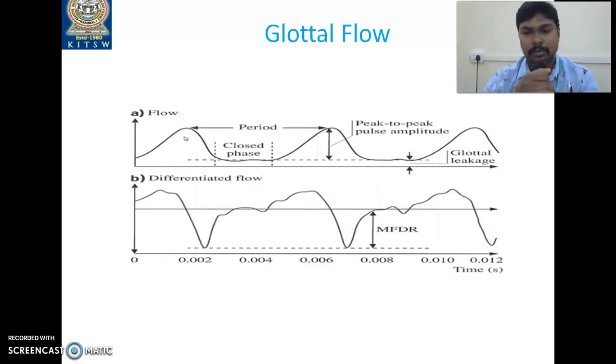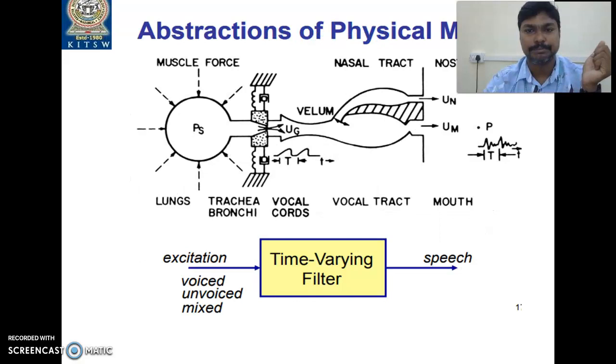Here we can also estimate the MFDR, the maximum flow declination rate. MFDR stands for maximum flow declination rate. There is a threshold, and we can easily identify how it happens by looking at this pictorial representation.